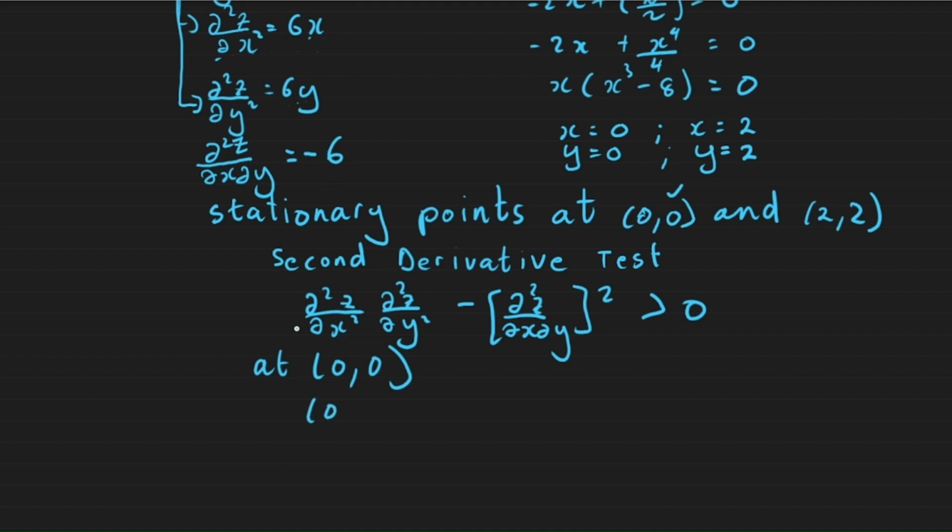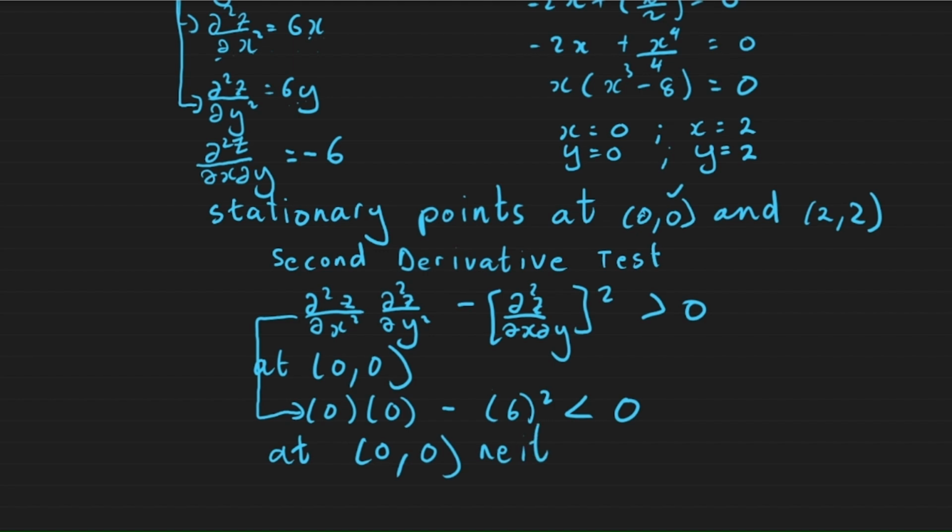So we would have 0 times 0 minus 6 squared. The first term is just 0, and the second term is minus 36. So what this means is that this expression is less than 0. So it means that at point (0, 0), there is neither a true maximum nor a minimum.